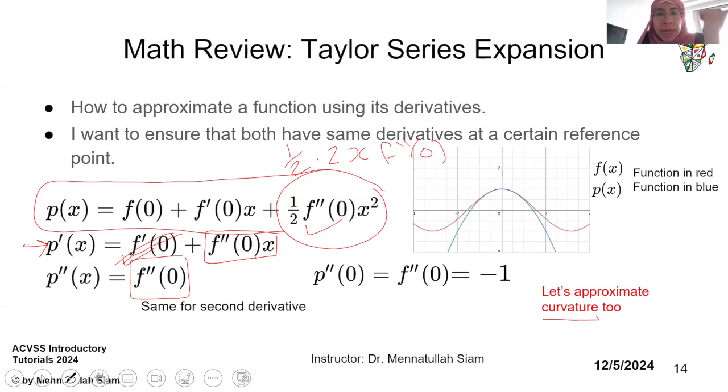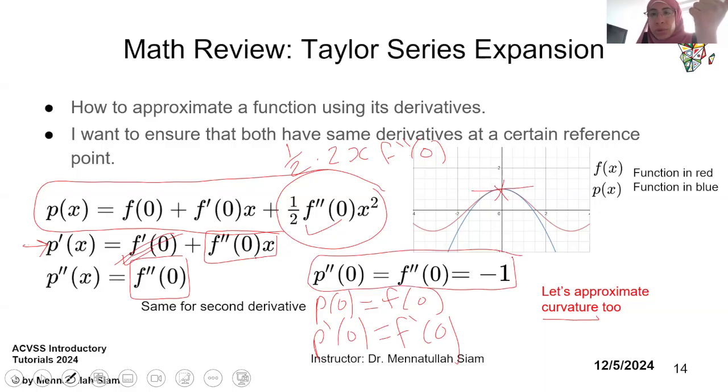So now I have p of 0 equal f of 0, and p bar of 0 equal f bar of 0. So at point 0, they're equal, their slope is equal, and their second derivative is also equal. So the curvature is equal. So you are all the time trying to improve your approximation by using higher derivatives.